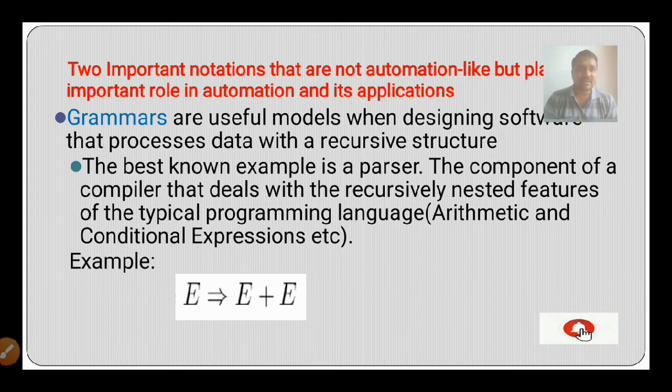So one of the examples you are taking is a parser. In the parser, to do the recursive operation, here you have a simple example, E implies E plus E. So you are taking an E, it is an expression. Okay, expression, so it is derived from two more expressions. So E plus E.